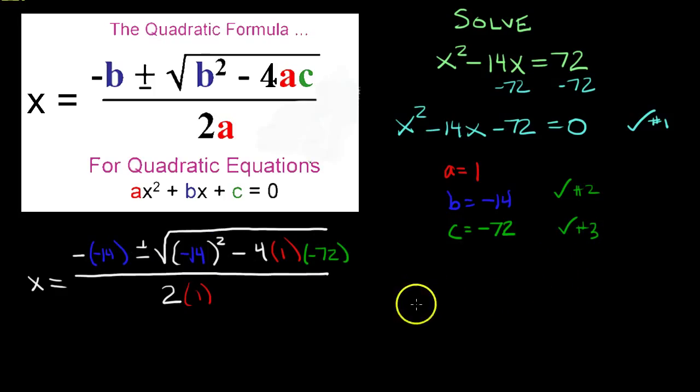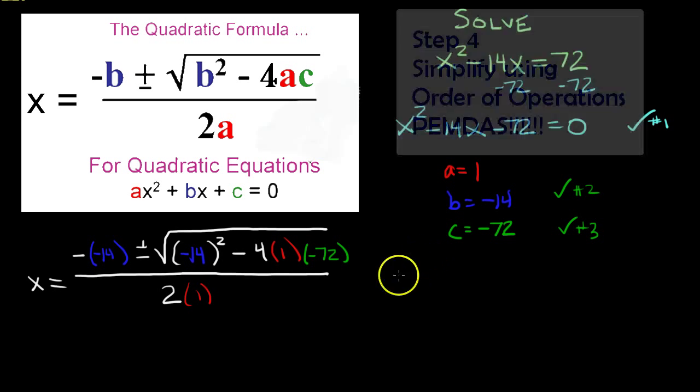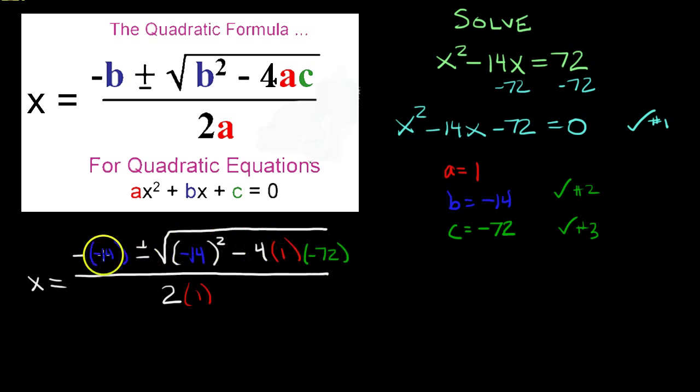Now we need to do the work. Now we need to actually use our order of operations, aka PEMDAS, please excuse my dear Aunt Sally, and simplify everything that we can. Now here is the kicker. All of this stuff underneath the square root is where we actually have to put our attention, because the -14 is a simple thing. 2 times 1 is very simple. We have to put our concentration here on this.